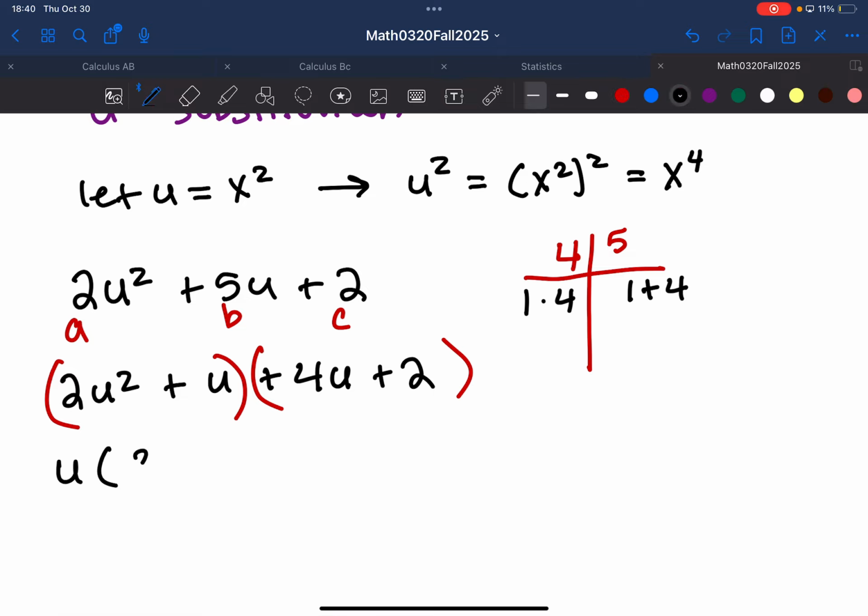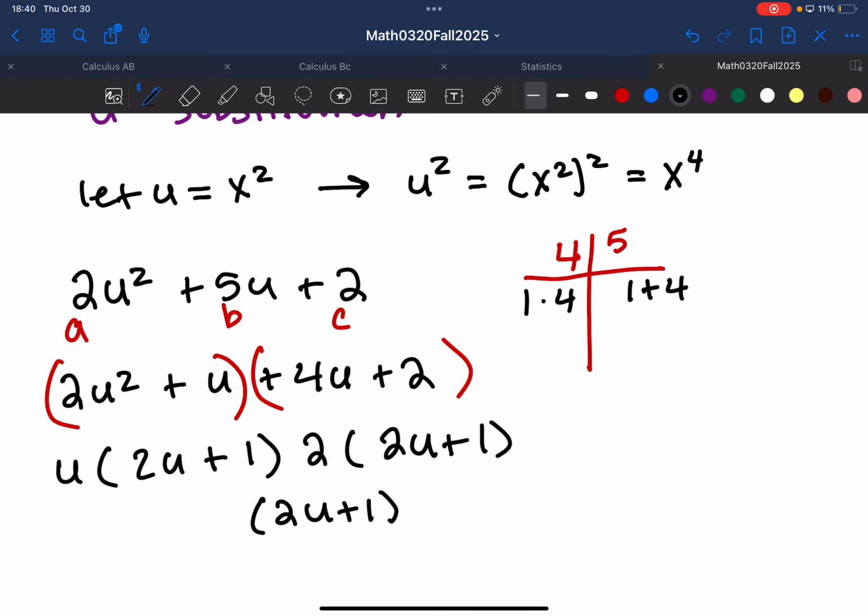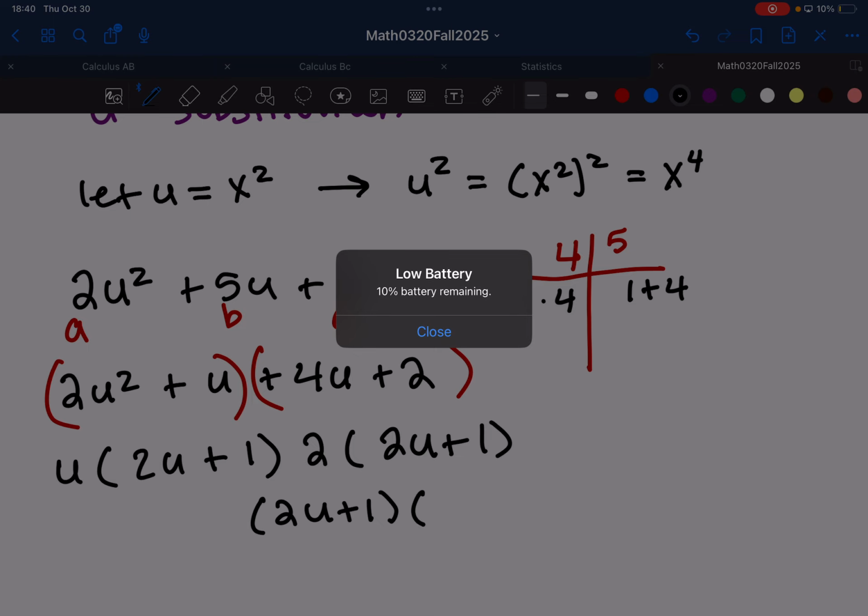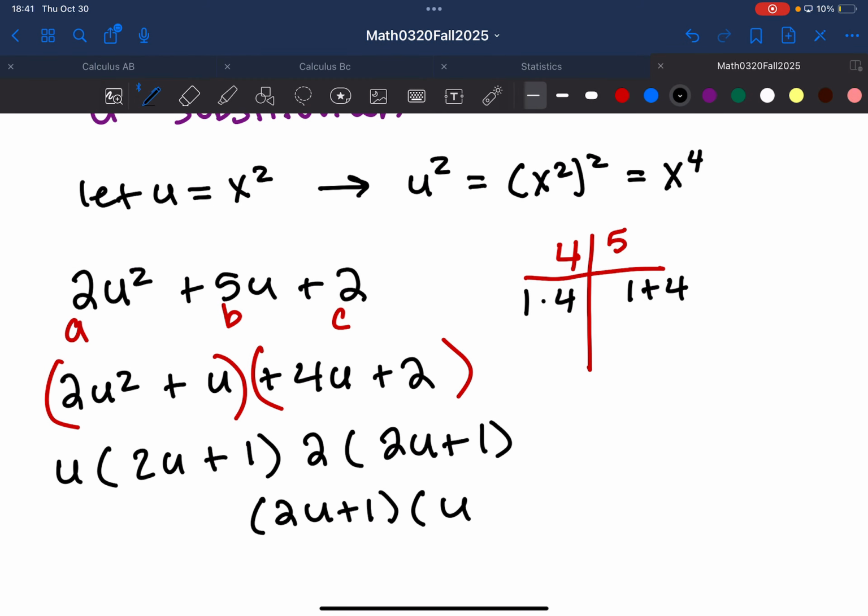So I'm left with 2u plus 1. And then what can come out of the next one? 2. So I'm left with 2u plus 1, which means I have the answer of 2u plus 1 times, what's my other parentheses? u plus 2. Okay, so even though this is my answer because it's factored, was my original equation in terms of u?